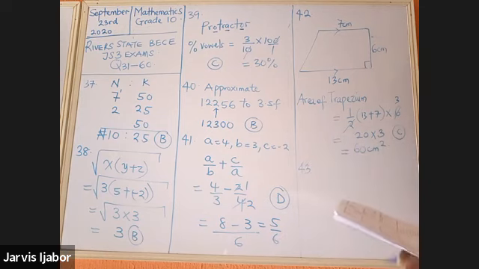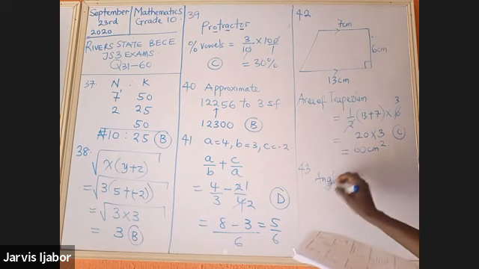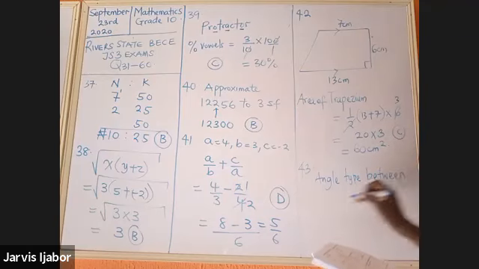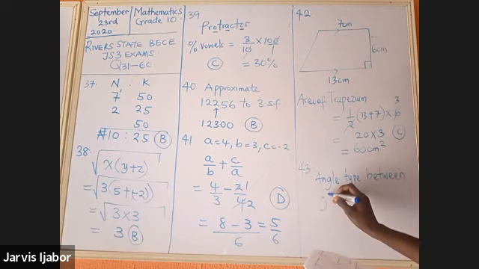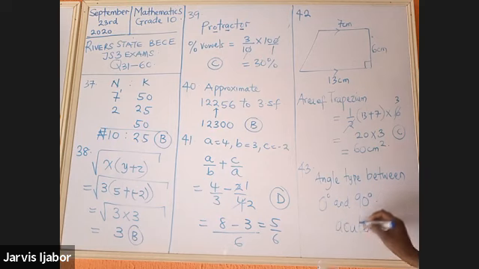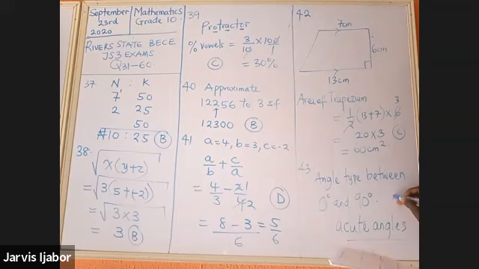C. Now in question 43, we are told, what type of angles lie between 0 and 90 degrees? So angle type between 0 and what? 90 degrees. What type of angle lies between 0 and 90 degrees? There's just one type that lies between that, and that is what? Acute. So acute angles are those angles that lie between 0 and what? 90 degrees. So the answer is what? D. The answer is D.